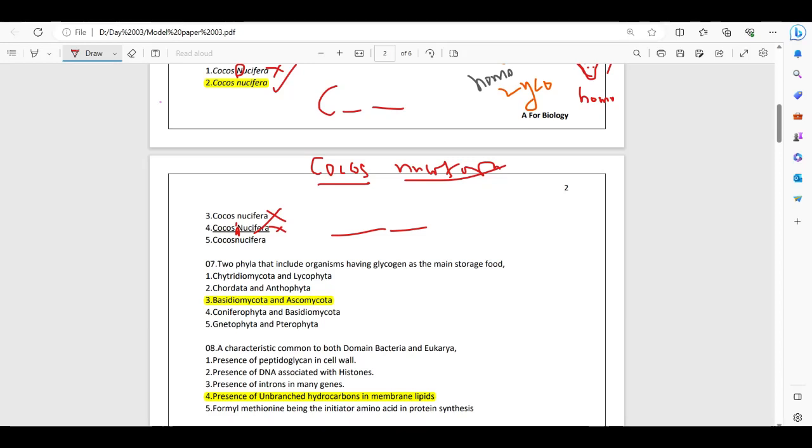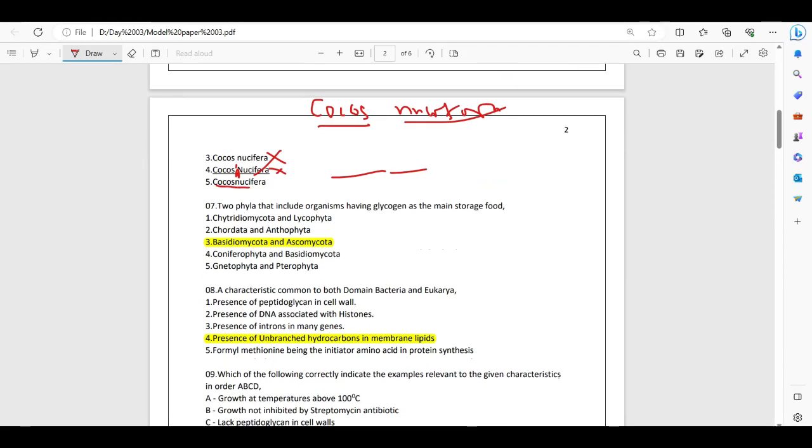So the next one is the two names are together. You have to have a space between the generic name and the specific epithet. So that's the mistake.